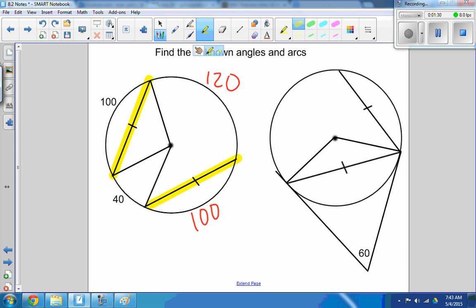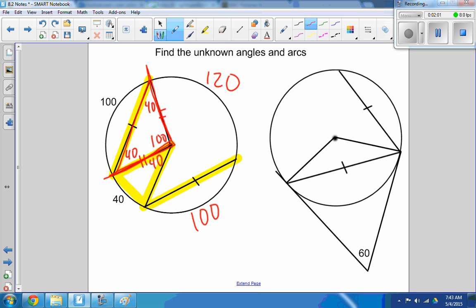Next, if we remember, this is called a central angle. It's at the center of the circle. It measures the same degrees as the arc. So this is 40 degrees. Then look, same thing happening here. So this is 100 degrees. Now, we actually have an isosceles triangle here because those are radiuses, they're congruent. 180 minus 100 is 80 divided by 2, and those angles are 40 degrees.